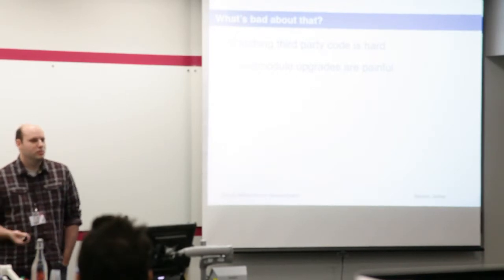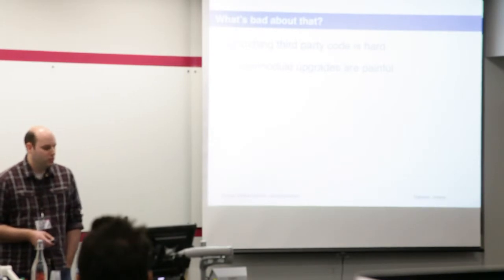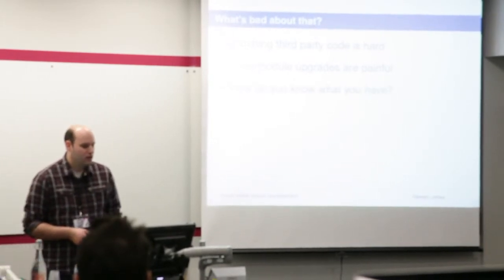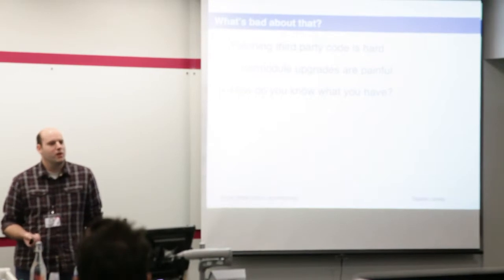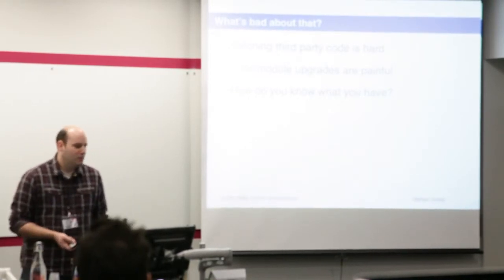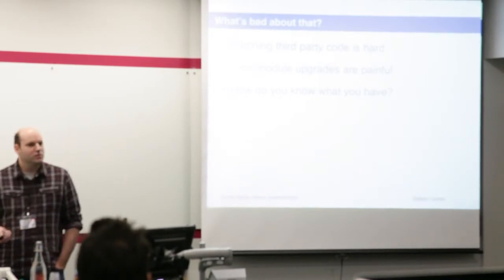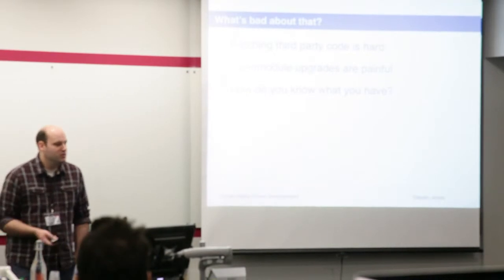Upgrading modules is reasonably painful, but upgrading core is especially painful when you create this all in one repository. And most of all, how do you know what you have? What's in the repository? It says the whole folder is called views, but how do you know that it's views in that folder?